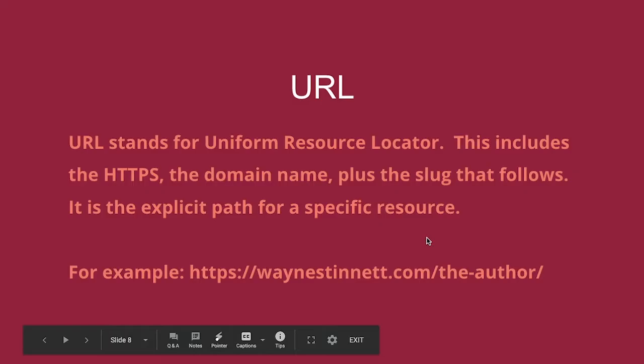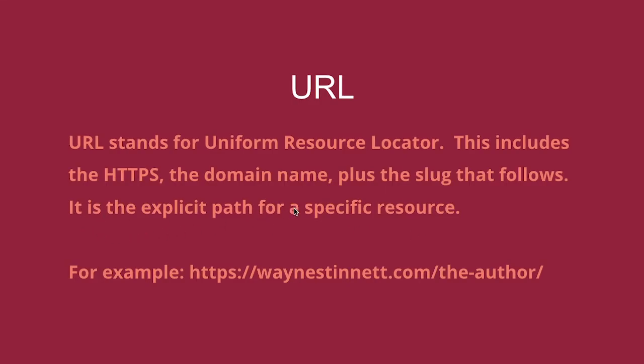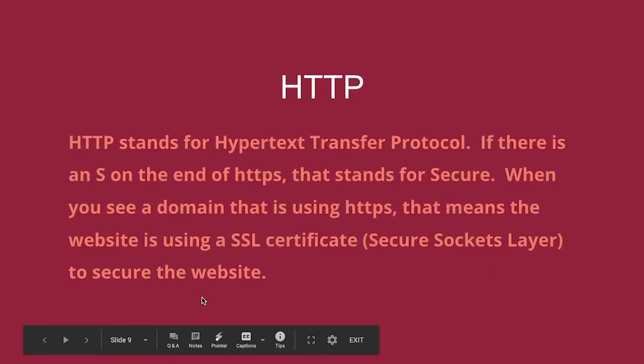Okay, let's dig in. So a URL. A URL stands for Uniform Resource Locator. This includes the HTTPS, the domain name, plus the slug that follows. This is an explicit pathway for a specific resource. So, for example, we got the HTTPS, and then ://, the domain name, and then the information after the domain name is the slug. So let's break this down a little further.